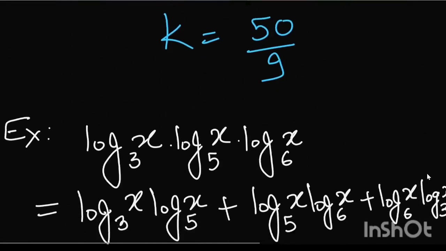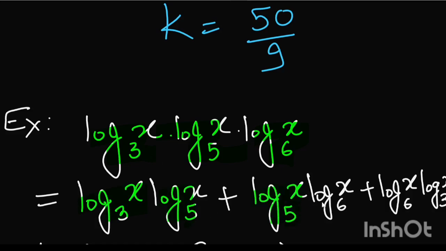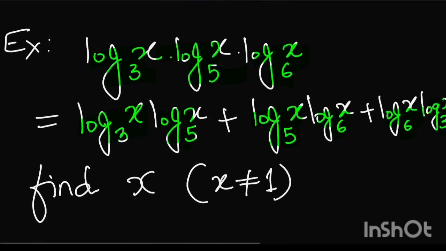Next example: log x base 3, log x base 5, log x base 6, these three in multiplication, is equal to log x base 3 into log x base 5, similarly base 5 base 6, base 6 base 3, logarithms in multiplication taken two at a time on the right hand side. We have to find x. It is given that x is not 1.